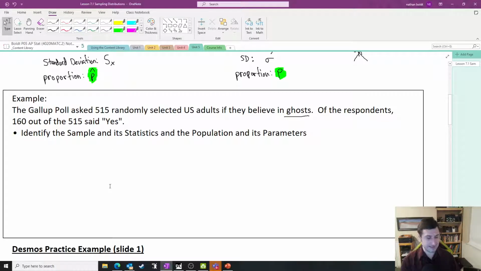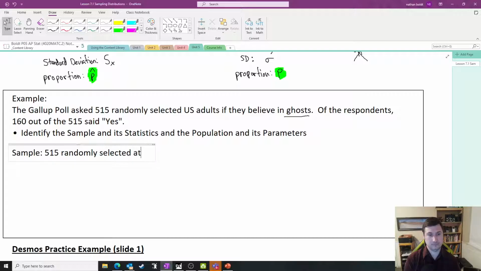So let's do it. What is our sample? Our sample is the 515 randomly selected adults that responded. That's our sample, those 515 people. What is our statistic? 160 of the 515 do believe in ghosts.